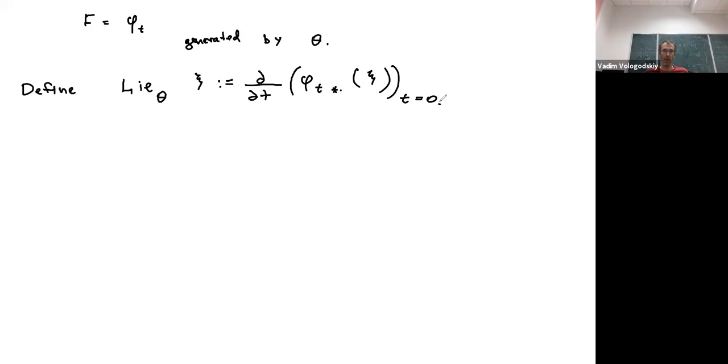So now, this is again a vector field, right? Because you have a function in t with values in vector fields. You differentiate this function, and you plug in t equals 0. You again get a vector field.